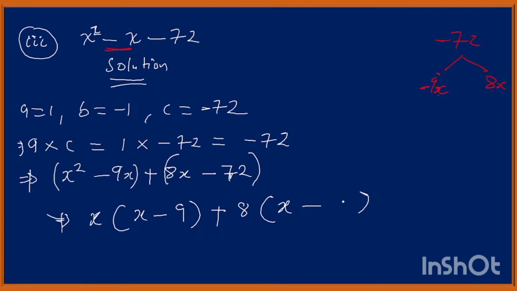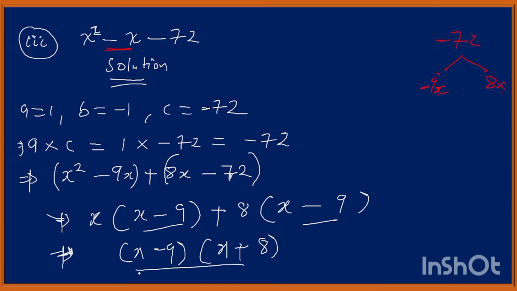As you can see, we have x minus 9 in both places, so we are correct. We pick one x minus 9, and then x plus 8. So this is our answer: x minus 9 times x plus 8. Correct. It is fun.